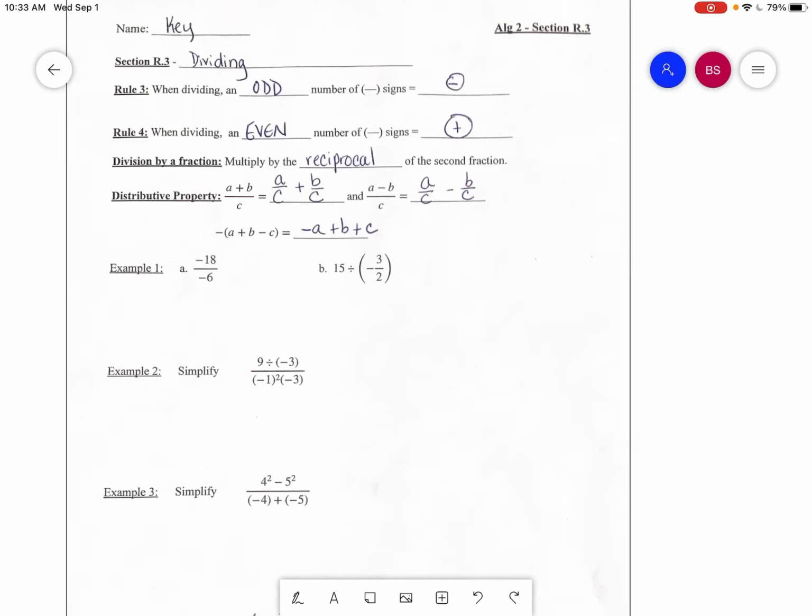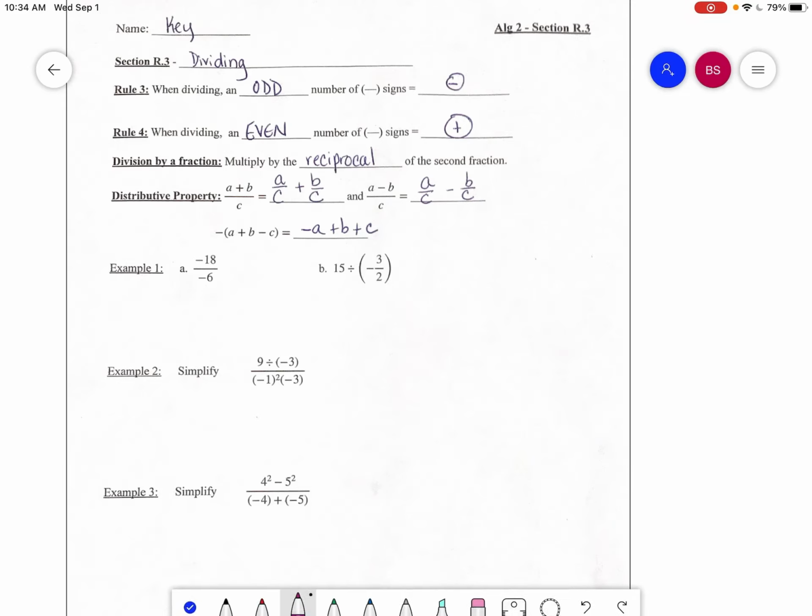Algebra 2, this is section R3, and actually I had forgotten when I presented R2, R2 is dividing, R3, or R2 is multiplying, R3 is dividing. So the rules are going to be similar. You can go ahead and pause this real quick and fill in the blanks if you'd like.